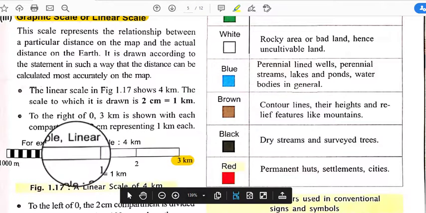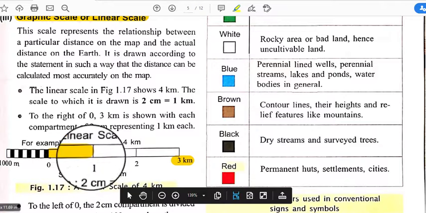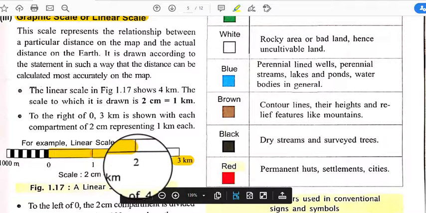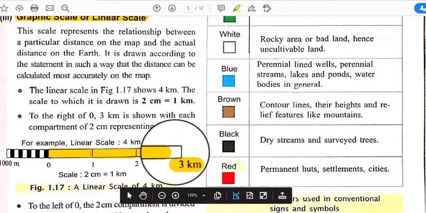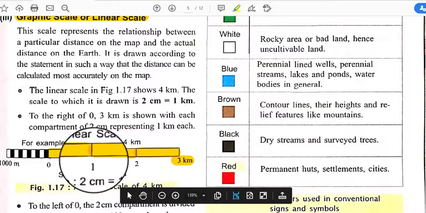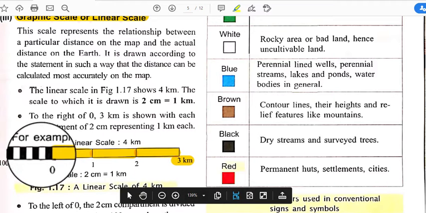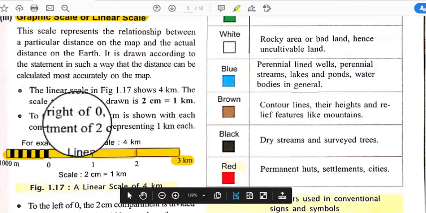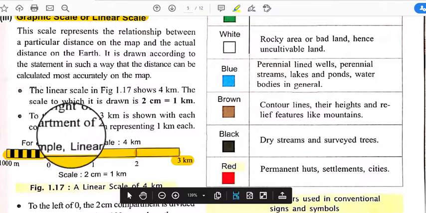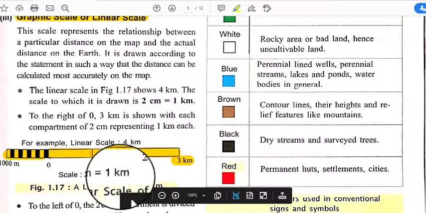Here the unit is kilometer, that means every 2 centimeter represents 1 kilometer, and the next 2 centimeter represents 1 kilometer, that means 1 plus 1, 2 kilometer, and the next 2 centimeter 3 kilometer. Every 2 centimeter represents 1 kilometer value, so 6 centimeter means 3 kilometer, and here 2 centimeter is for 4 kilometer. Okay. So to the right of 0, 3 kilometer is shown with each compartment of 2 centimeter representing 1 kilometer.